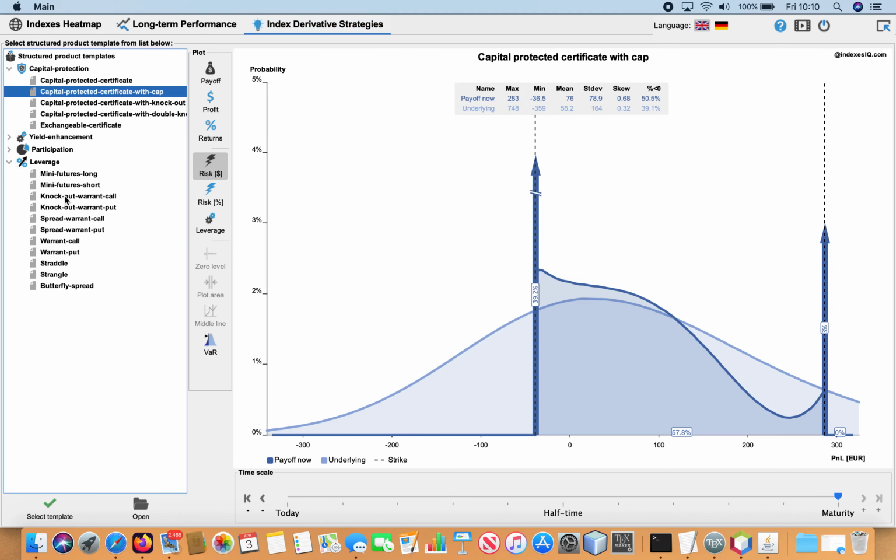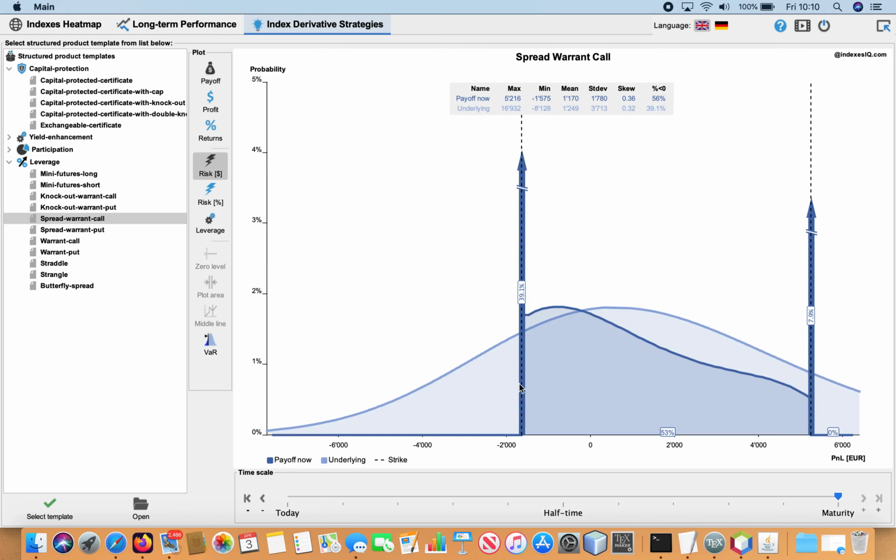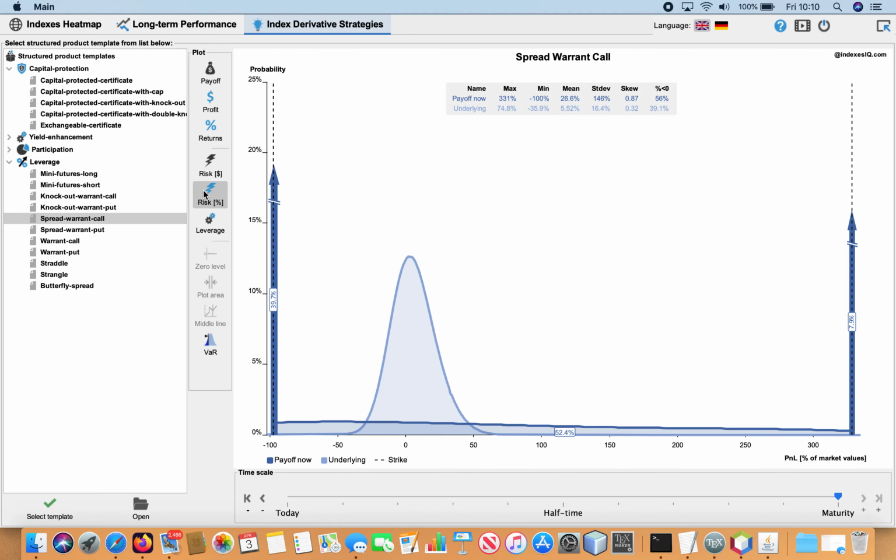Or you go into leverage products, for example, the spread warrant call, which is a typical standard derivative. It has a very interesting feature because you see, again, it has the floor and the cap level, which are discrete probability spikes. But then if you look at the same probability distribution in percentage terms, you see the degree of leverage here, right? The light blue line is the probability distribution of the underlying, and the dark blue line is the probability distribution of percentage returns of the derivative, which shows the extreme degree of leverage here.